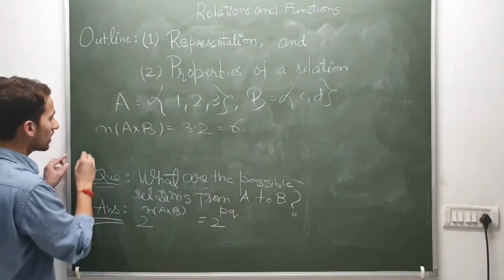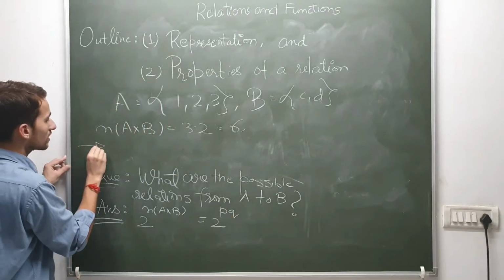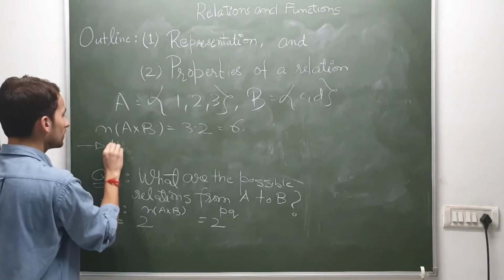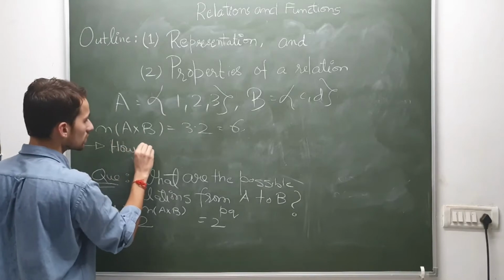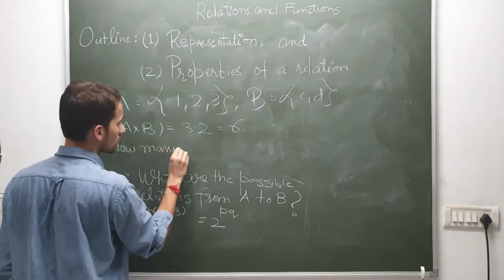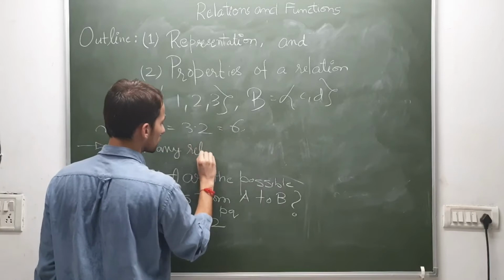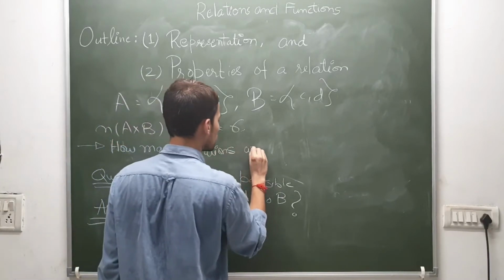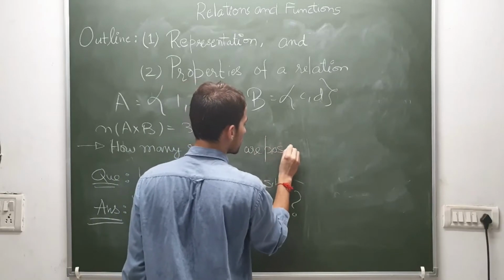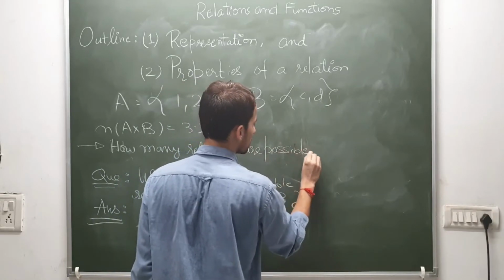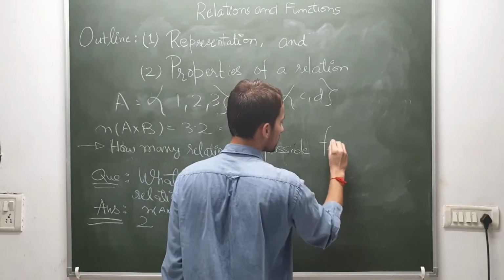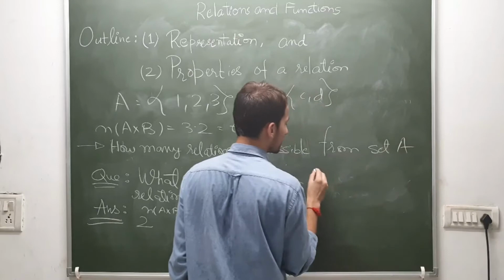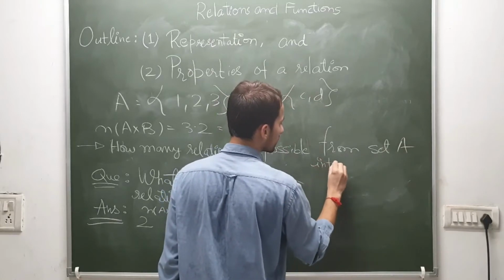Now, again the question is, how many relations are possible from set A into set B?